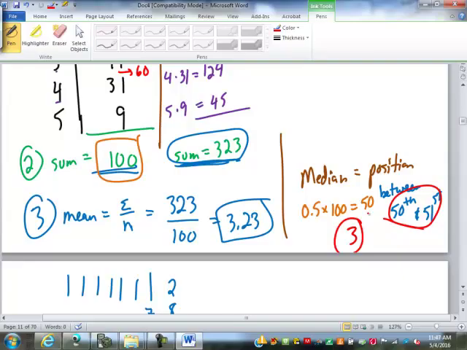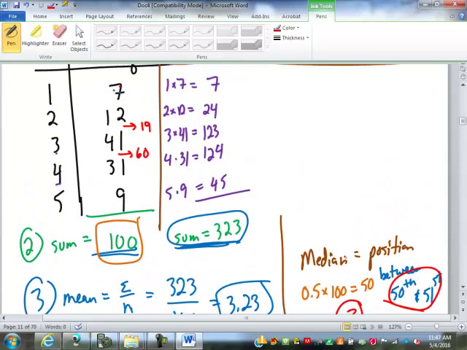Now that can be a little bit confusing. What we're doing is we're just looking at if we did list these all out. 1 through 7 would be the 1s. 8 through 19 would be the 2s. The 20th through the 60th would be the 3s. The 61st to the 91st would be the 4s. And the 92nd to the 100th would be the 5s. So the 50th and 51st must both be in the 3s.